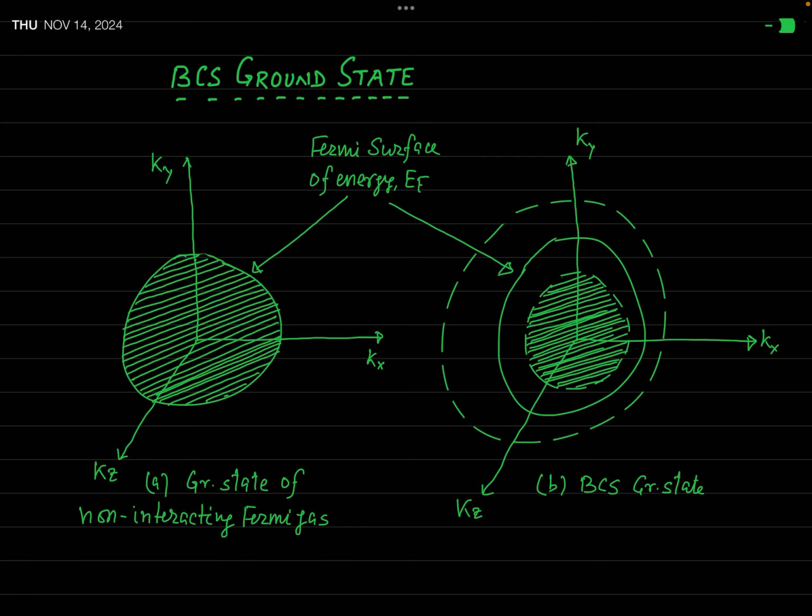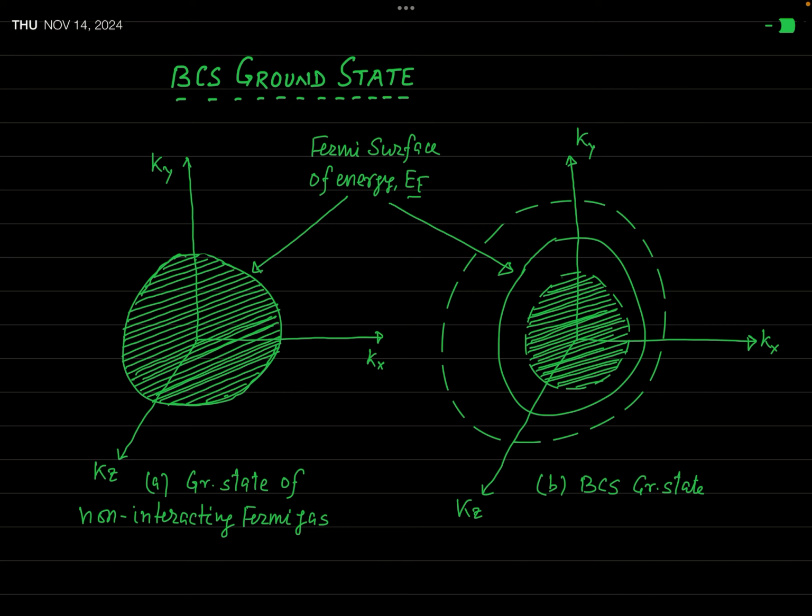This surface which I have shown in this figure represents the Fermi surface of energy EF in case of the non-interacting Fermi gas. The region below this Fermi surface I have shaded, and this shaded region represents that these states are completely filled. The electrons in these states are in the ground state. And above this Fermi surface, in case of this non-interacting Fermi gas, there is no electron; all the quantum states are vacant.